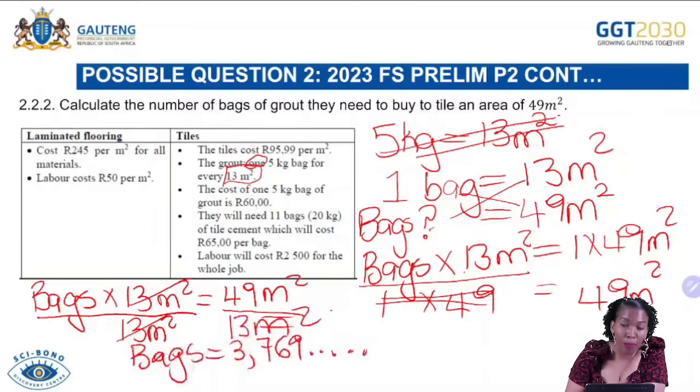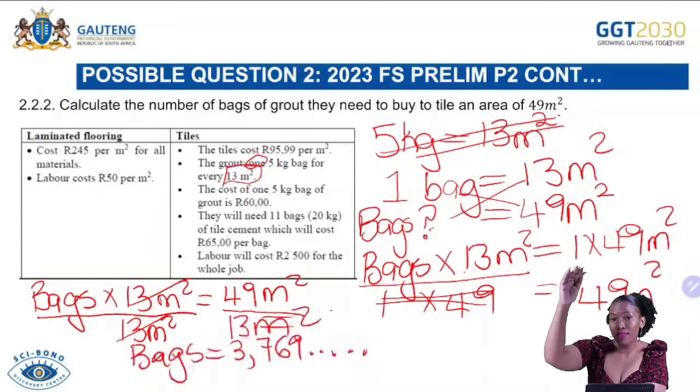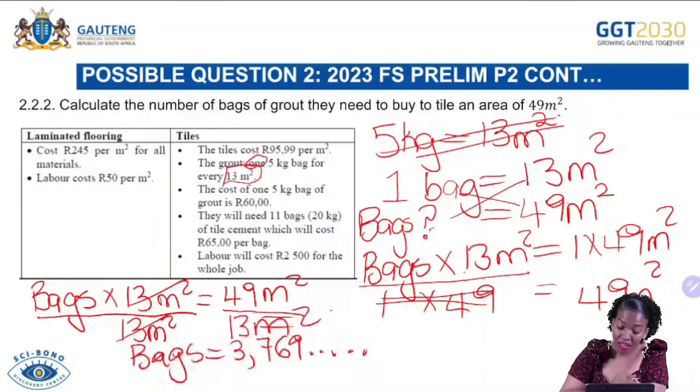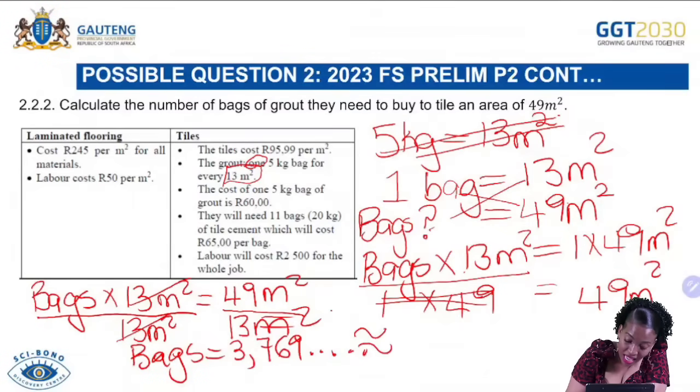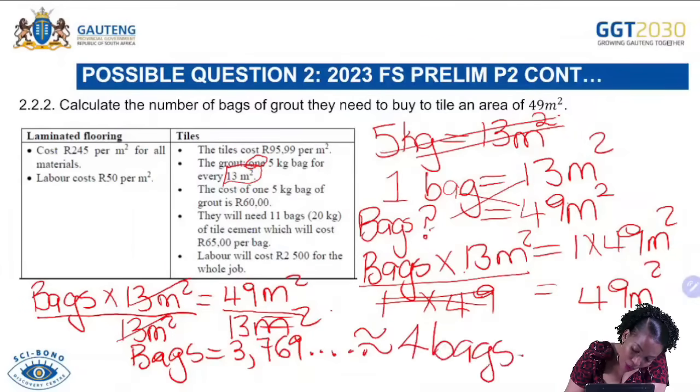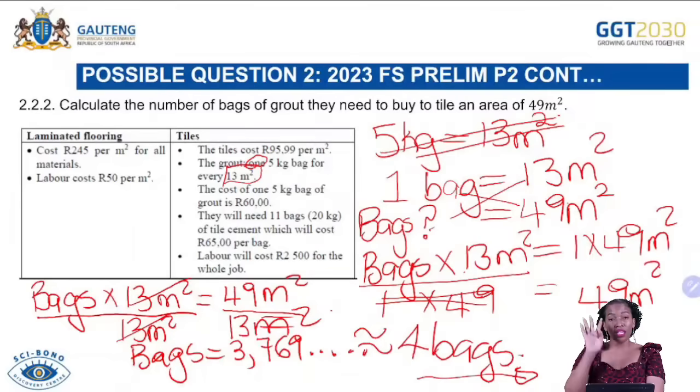And because we are talking about building material here, we will always have to round up. Because if you round down, then the material that you are going to buy will not be enough. Therefore, how many bags must we actually buy here? 3.769, we must round it up and make it 4 bags. So 4 bags of grout must be bought if we are going to tile this area of 49 square meters.